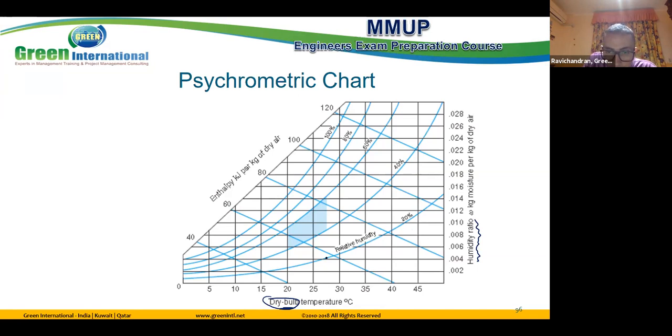Next, the curved line. The curved line refers to relative humidity, and this is the maximum one, which refers to 100% relative humidity. What is next? The next is the inclined line. What does the inclined line refer to?